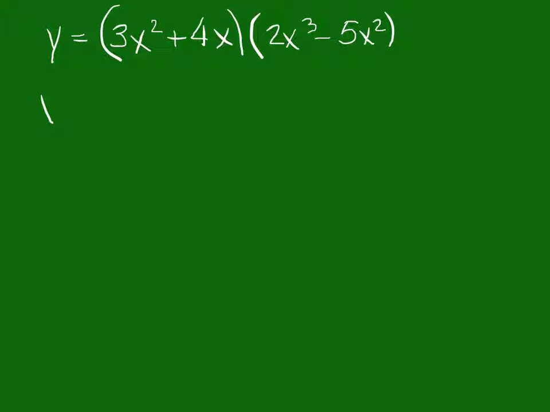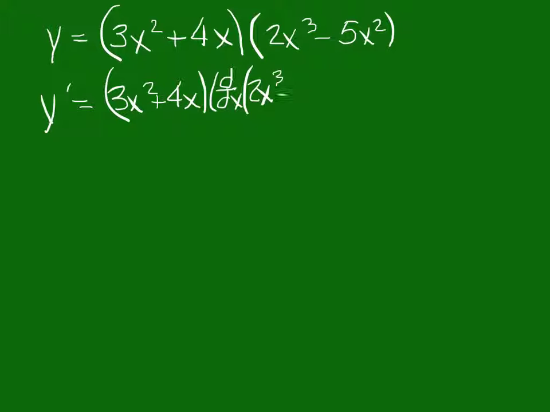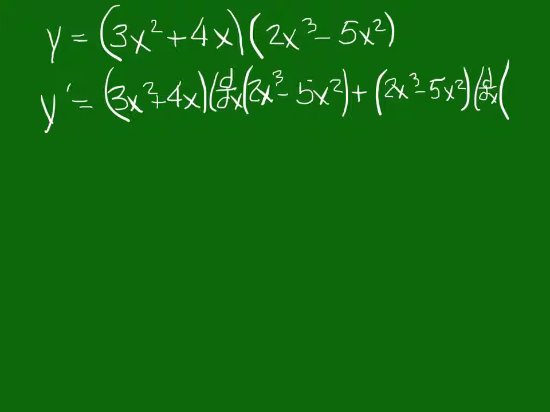For the product rule, you have to alternate the process. So what I do most of the time is I start with what's given first, 3x squared plus 4x, and then multiply that by the derivative of the second, 2x to the third minus 5x squared. Then add to that and reverse the process. You need 2x to the third minus 5x squared, and then times the derivative of 3x squared plus 4x.